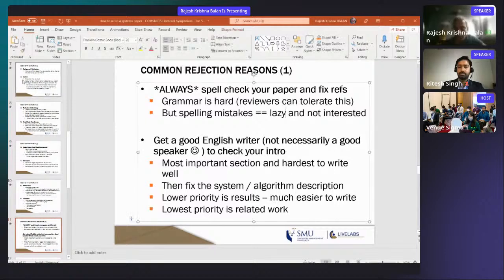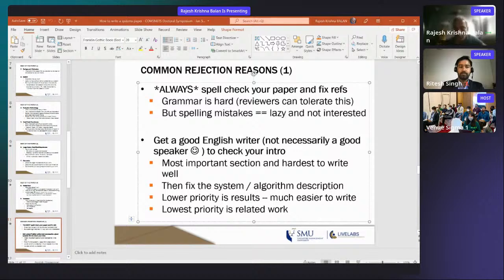The first thing is always spell check your paper. Now, English is hard, right? I mean, grammar is hard. Most people do not speak English as a first language. We understand this, but there's no excuse not to use a spell checker, right? I've had papers where the title was misspelled. I can assure you those papers were never accepted. They never made it past the first round. Because if you misspell the title, that's just unacceptable, right? So please use a spell checker.